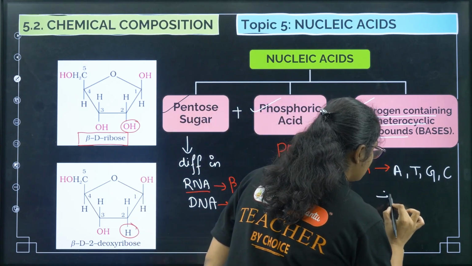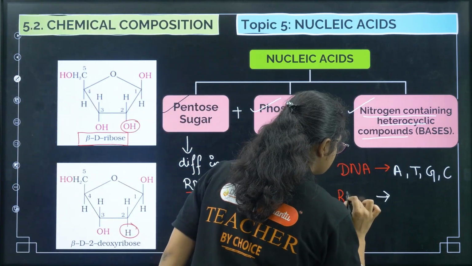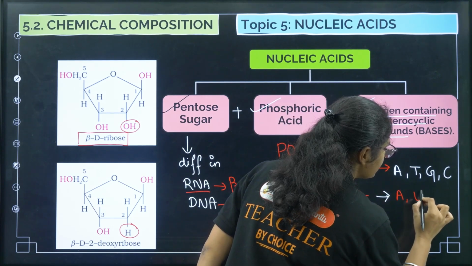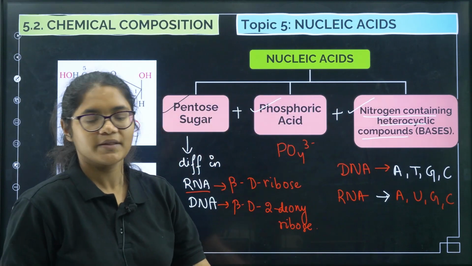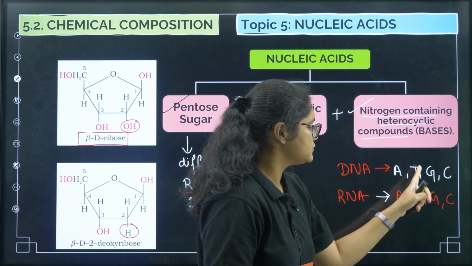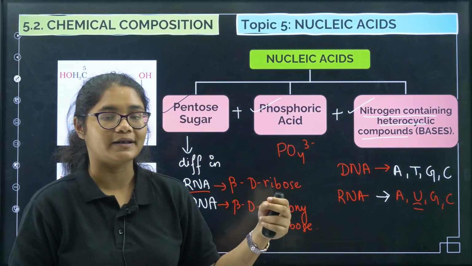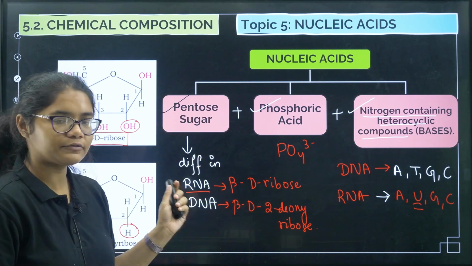In case of RNA, what happens? The rest of the 3 are same, but one is different. We get adenine, uracil, then guanine and cytosine. So what is the difference here? In case of RNA, there is no thymine. In place of thymine, we have a new nitrogenous base, that is uracil. Clear?